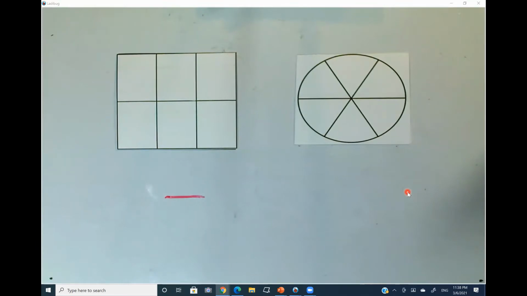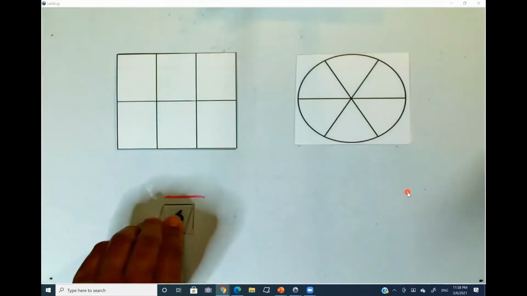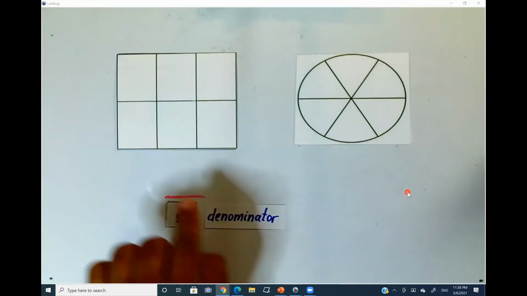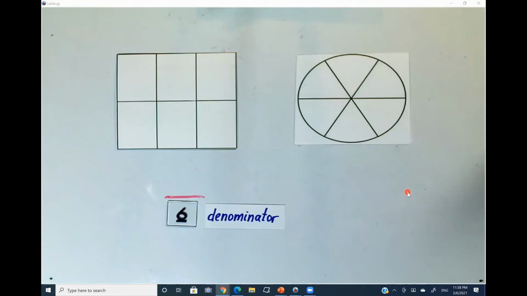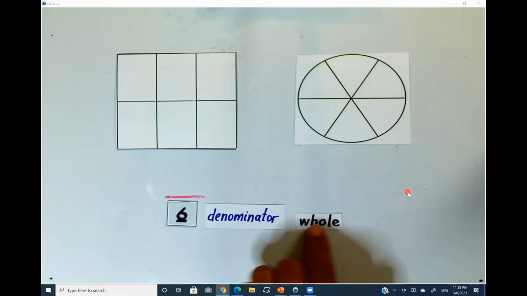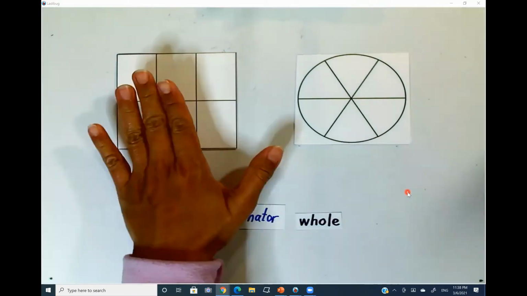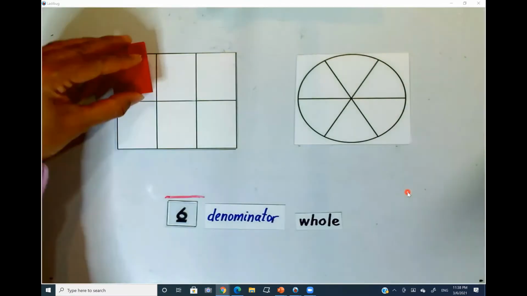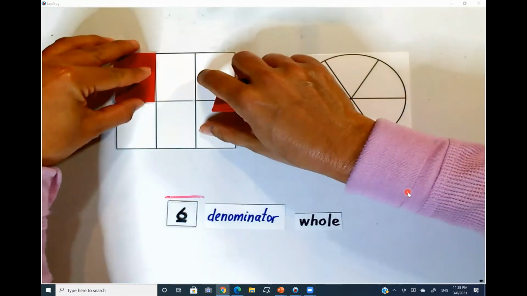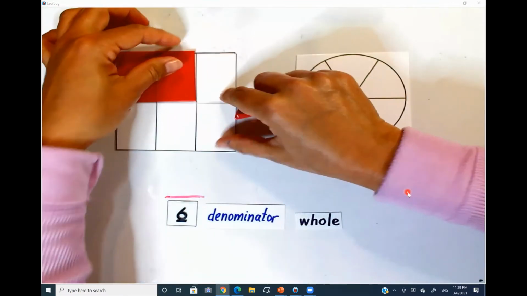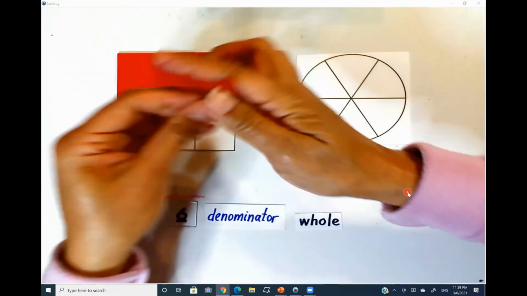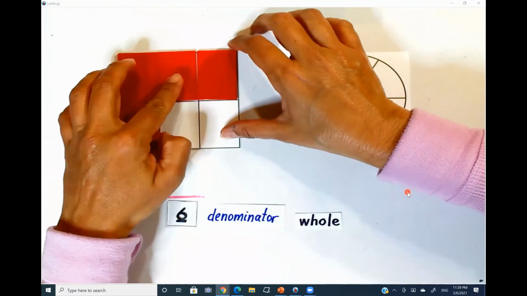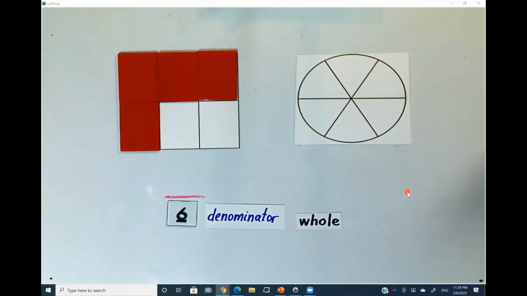Now, the denominator is going to tell you in how many pieces you divided the whole. This represents exactly that you have 6 pieces in the whole. Now let's select 4 of the pieces. That's going to be 1, 2, 3, and 4. So we just shade 4 pieces out of the 6.